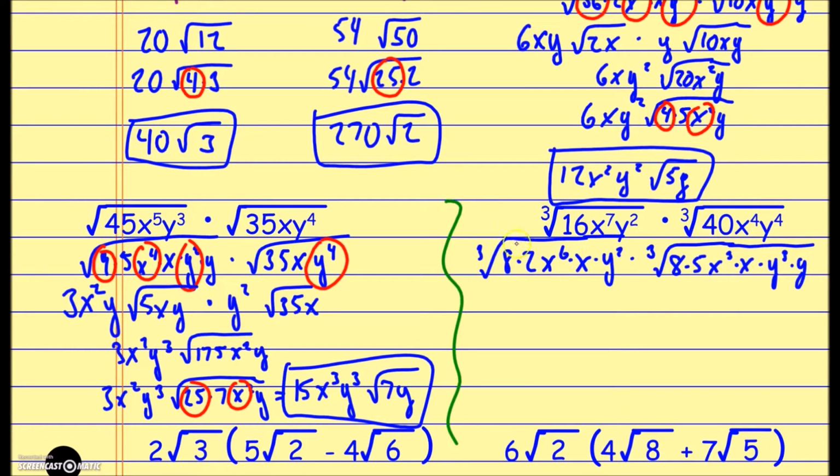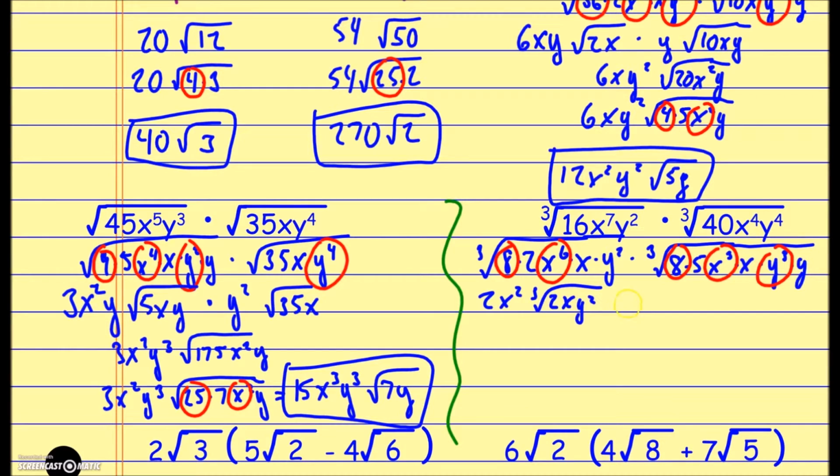And now I start taking the cube root of each of these things. So I take the cube root of 8, the cube root of x to the 6th, and that's going to give me a 2 on the outside, and then an x to the 2nd. Because remember, I divide the exponents. I've got the cube root, I've got the 2, the x, and the y squared. In the next one, I take the cube root of each of these.